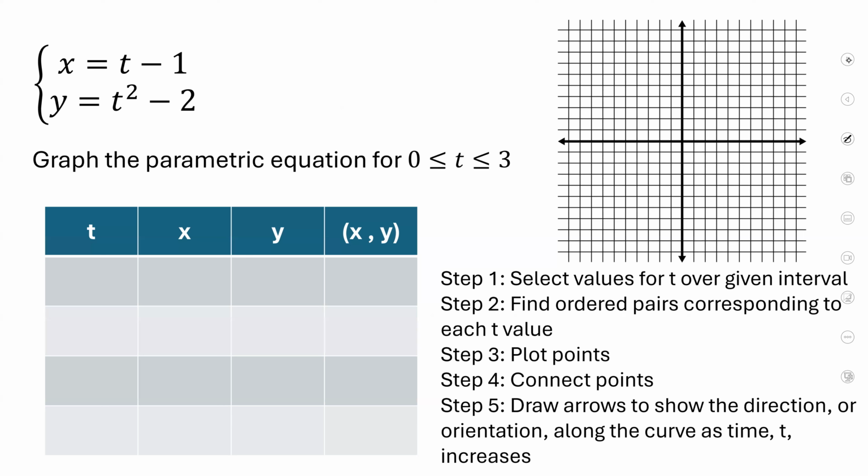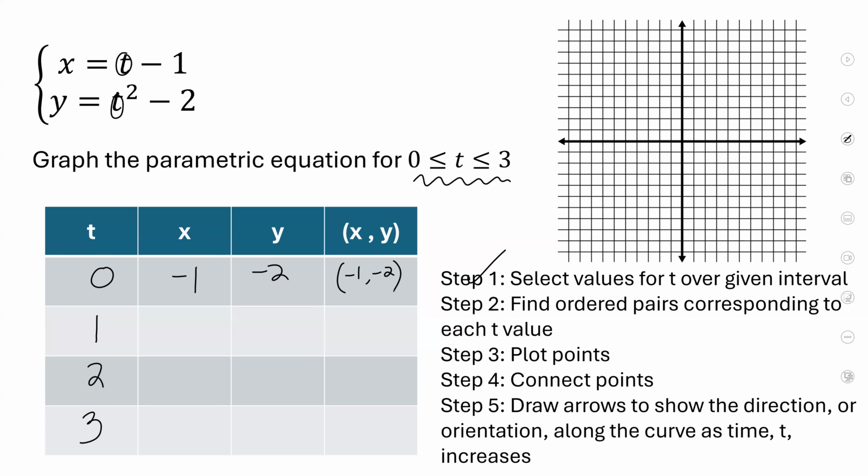We're going to first select values for t over the given interval. This is the given interval, so that's how I'm going to select my t values. I can select numbers between 0 and 3. So that's step 1. Step 2, we're going to find ordered pairs corresponding to each t value. For example, if t is 0, I'm going to plug in a 0 here to find x, which would be -1, and a 0 here to find y, which would be -2. So the ordered pair is (-1, -2).